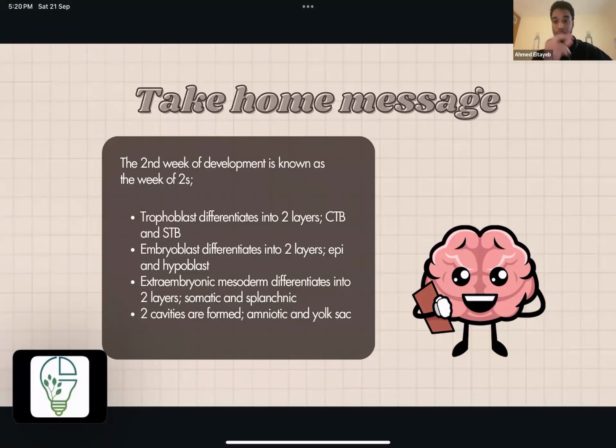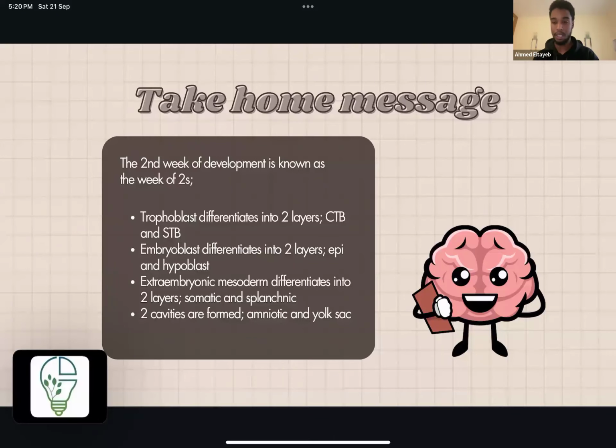The extraembryonic mesoderm differentiates into two layers as a result of the extraembryonic cavities. So in between the cytotrophoblast and Heuser's membrane, we had extraembryonic mesoderm. And then cavities started appearing and separated the two layers of the extraembryonic mesoderm. This leads to the formation of two layers. The outer layer was the extraembryonic somatic mesoderm, and the inner layer was the extraembryonic splanchnic mesoderm. And two cavities are formed.